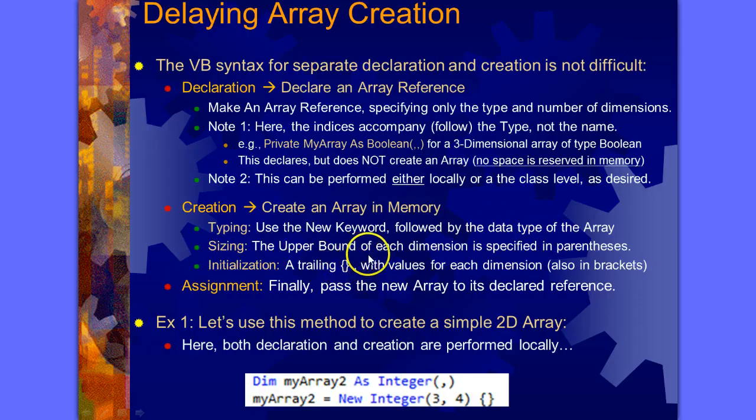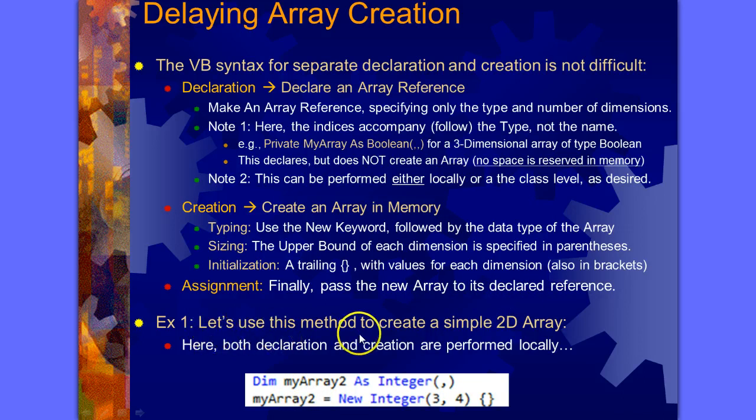Sizing. The upper bound of each dimension is specified in parentheses. So the largest index is specified in parentheses. Initialization. Remember sometimes we put the actual elements in here, but we just use it empty with values for each dimension also in brackets. And finally, you take all of this and you assign it to here, which was declared up here. Pass the new array to its declared reference. So this is the reference to it.